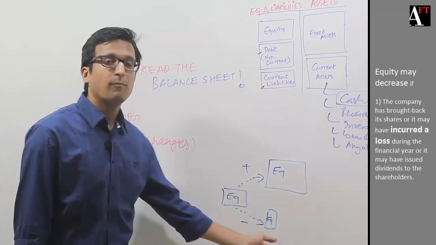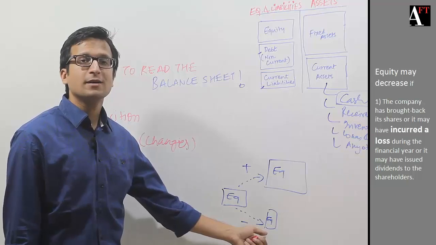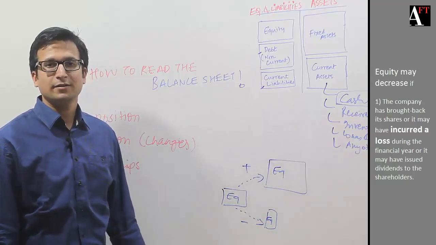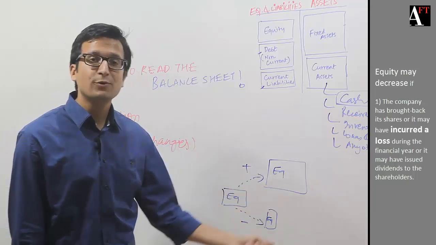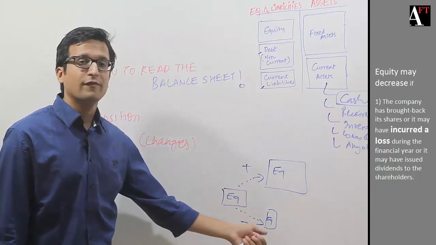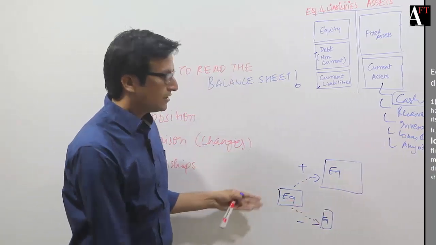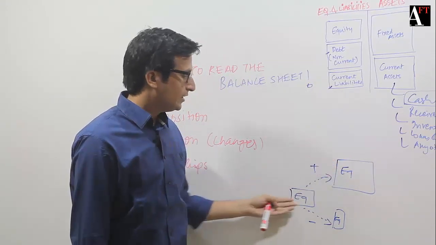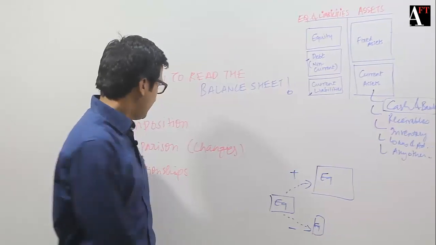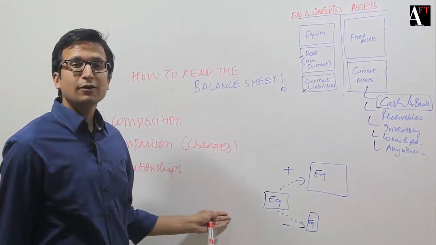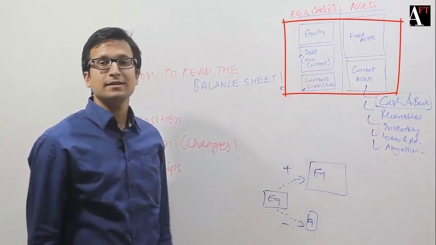The company may have bought back its own shares, or the company may have lost some money in the business during this year, or the company may have made the money, however it may have distributed the money or distributed the profits to its shareholders during this year. So these could be the reasons for changes in equity during a particular year. Like this, we will be comparing the year-on-year numbers for all of these categories and their subcategories in this case.